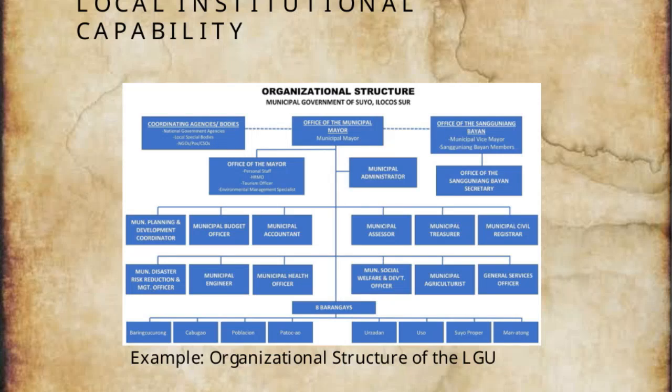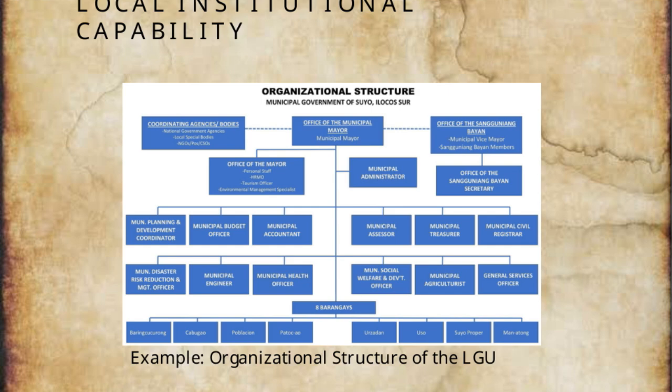Let's take a closer look at an example: the organizational structure of the LGU. This slide highlights the importance of institutional capability at the local government level. When we talk about institutional capability, we're referring to how effectively an LGU is organized to deliver services, implement policies, and respond to community needs.